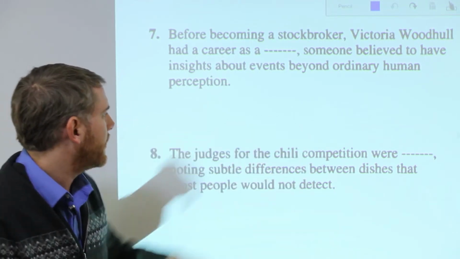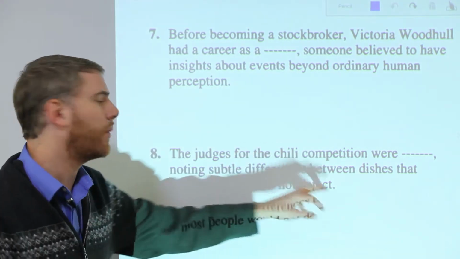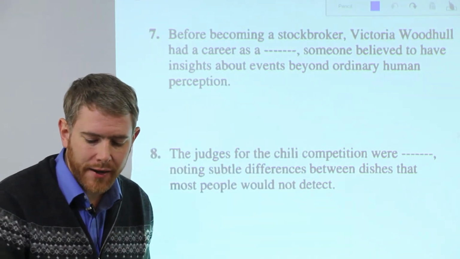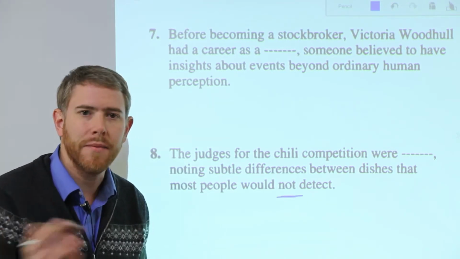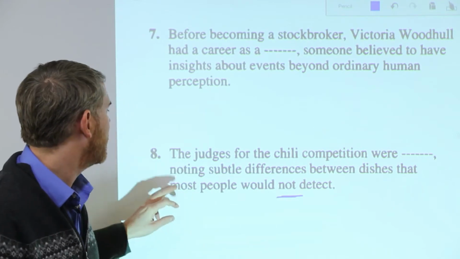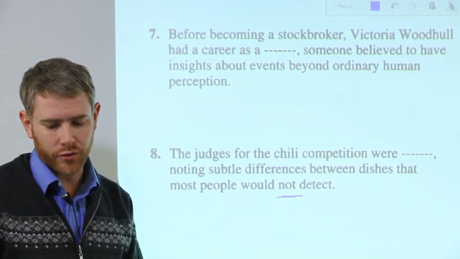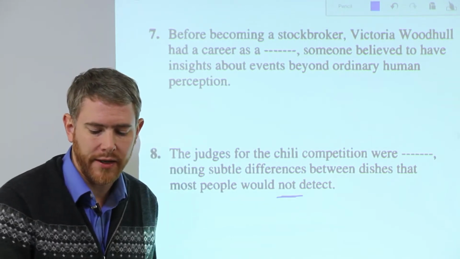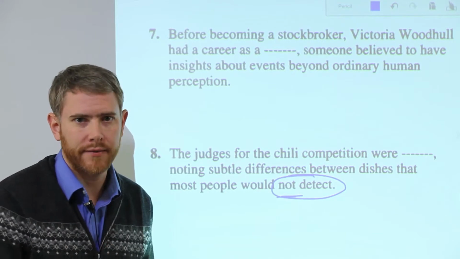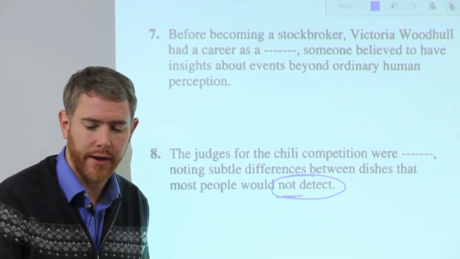The judges for the chili competition were blank, noting subtle differences between dishes that most people would not detect. All right, so you might be thinking the "not" here is a direction word, but it doesn't really make a huge contrast here, because we already said that most people would not detect them, and we know it's what they do. So don't worry about negatives and things like that, especially towards the end, that don't necessarily affect the sentence. Not everything that looks like a direction word actually has that effect.